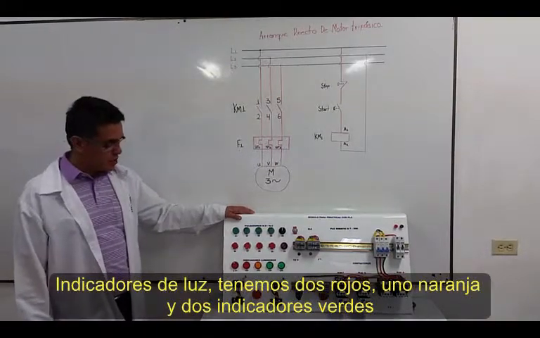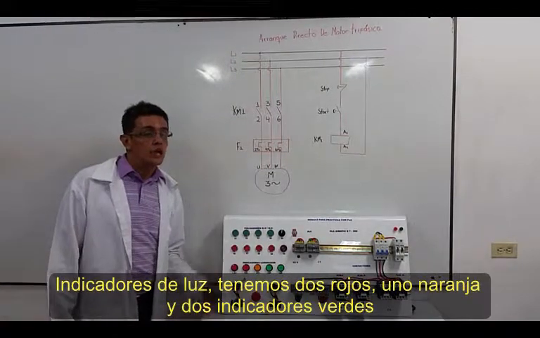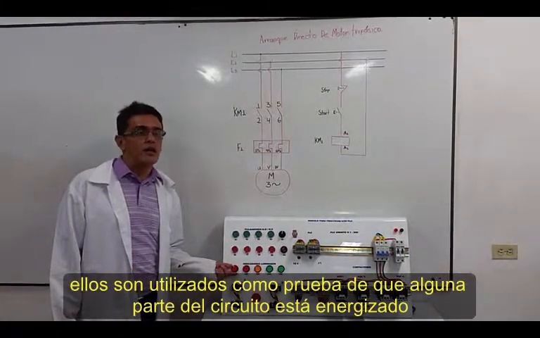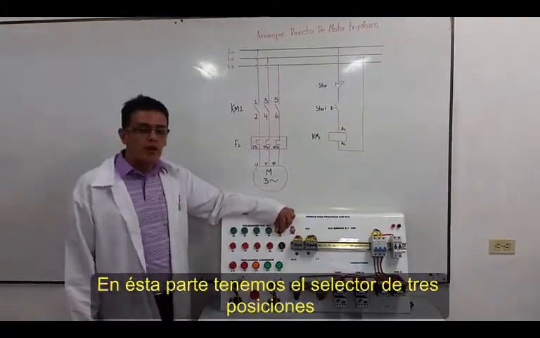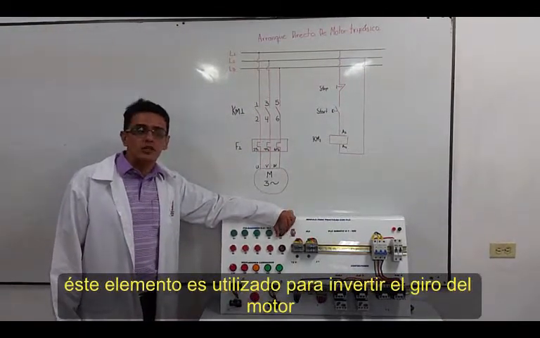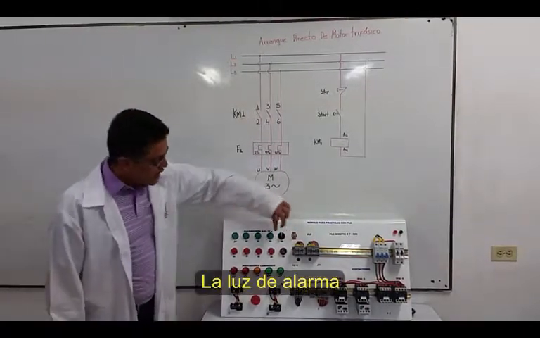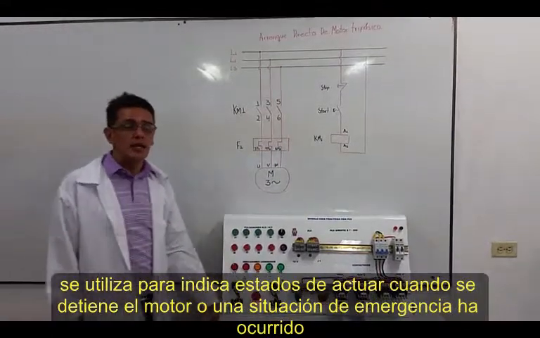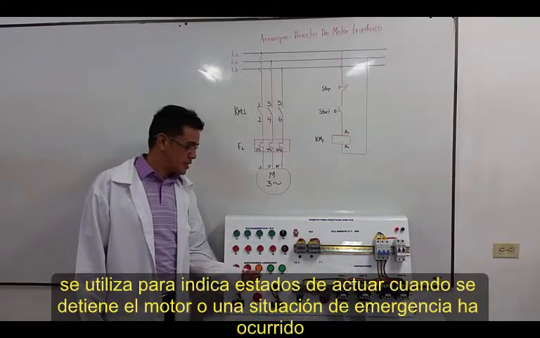Light indicators. We have 2 red and orange and 2 green light indicators. They are used as proof that some part of the circuit is energized. In this case, we have the 3-position selector. This element is used to invert the turn of the motor. The light alarm is used to indicate the states of action when the motor is stopped or an emergency has occurred.